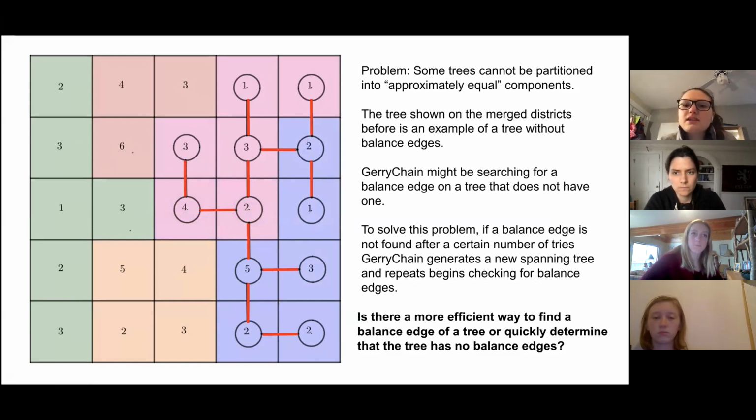The red tree, a different spanning tree of these 2 regions, is an example of a tree without balance edges. So the Markov chain could be randomly selecting edges from a tree that has no balance edges. To solve this problem, we basically say, if you don't find a balance edge after this many checks or this many randomly selected edges, then just draw a new tree and keep checking again. I was curious if there was a more efficient way to find a balance edge, or at least just quickly determine that a tree doesn't have any balance edges, so you can draw a new tree and move on.